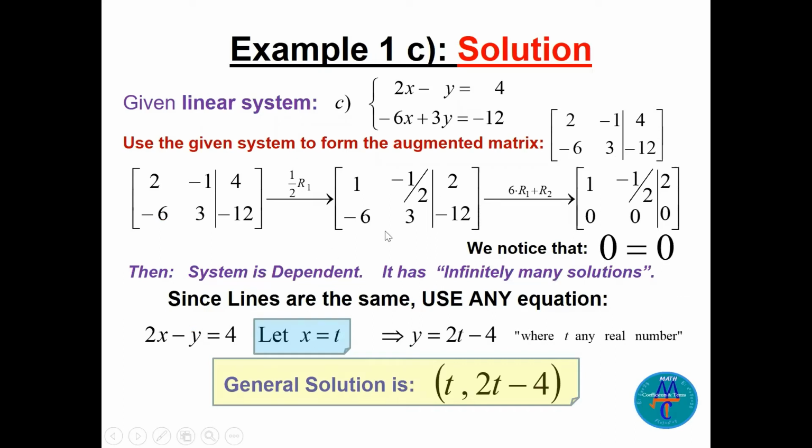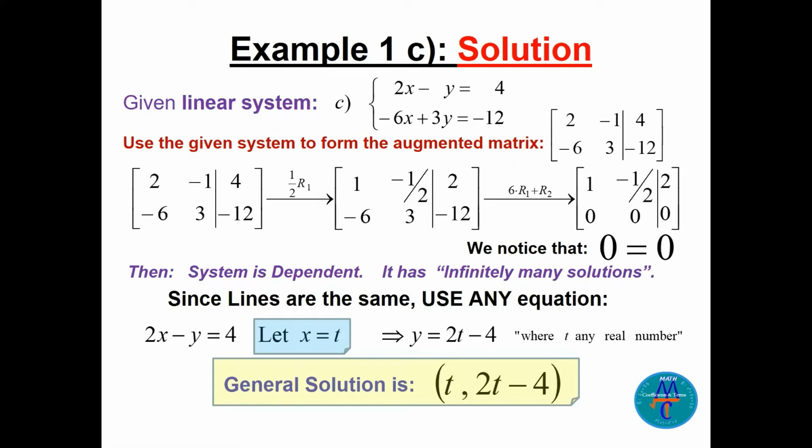Let's see 1C. 1C, also we write the augmented matrix, 2 minus 1, 4, minus 6, 3, minus 12. See, here we have minus 6 down, and here we have 2. So we cannot interchange the rows because there is no one there. So what can we do? Just take this 2 and divide by 2 row 1, or multiply by half. So in mathematics, when you say divide by 2, exactly as multiply by half.